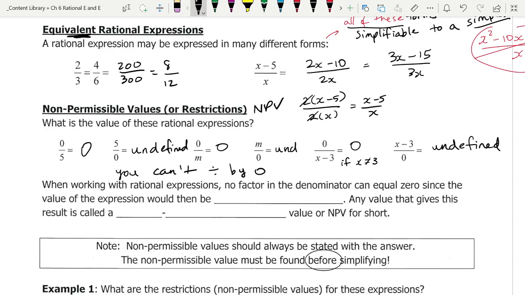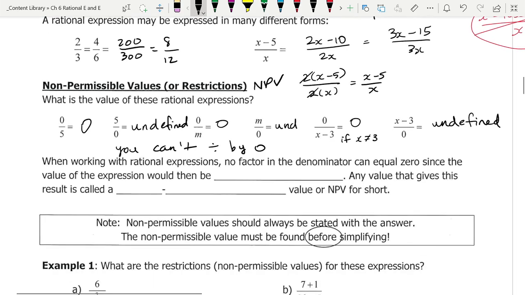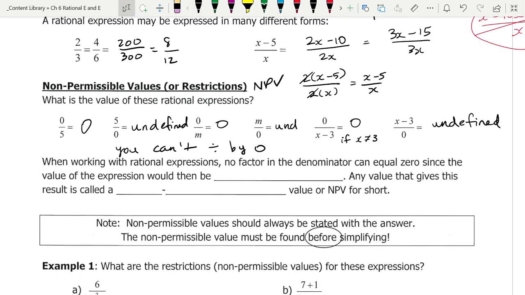When working with rational expressions, no factor in the denominator can equal 0, since the value of the expression would then be undefined. Any value that gives this result is called a non-permissible value, or NPV for short. Note, the non-permissible value should always be stated with the answer. The non-permissible value must be found before simplifying.